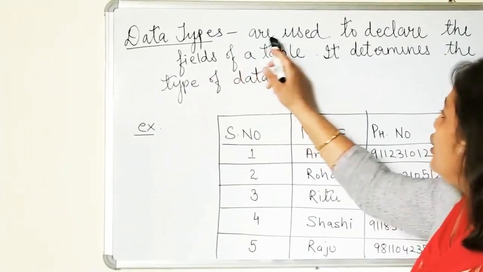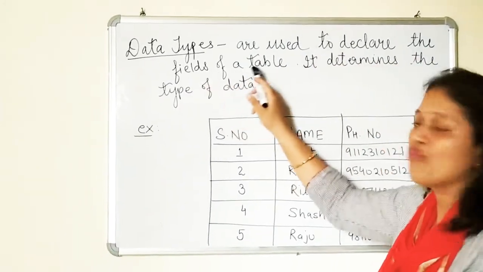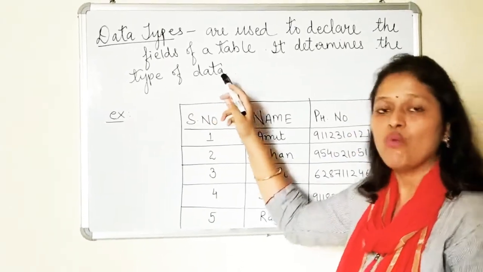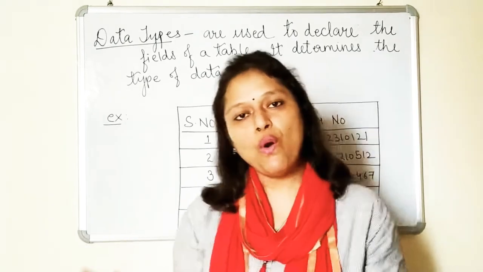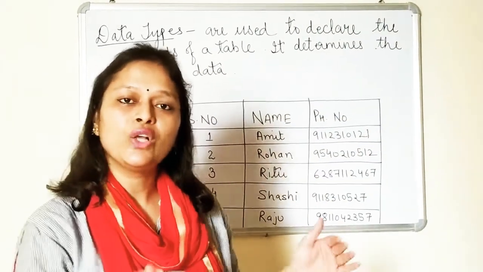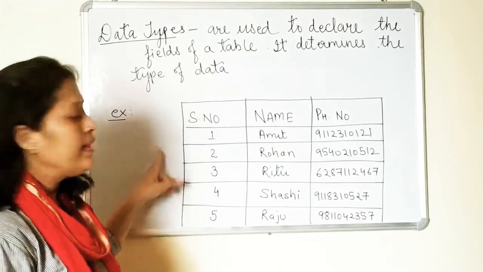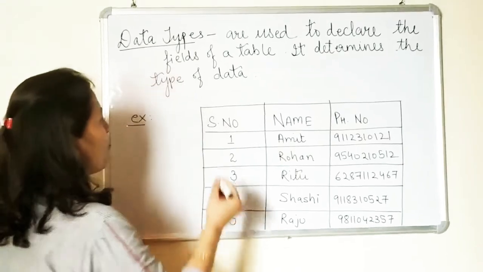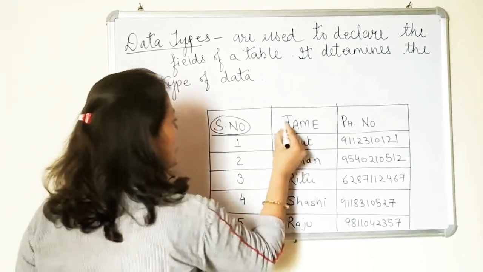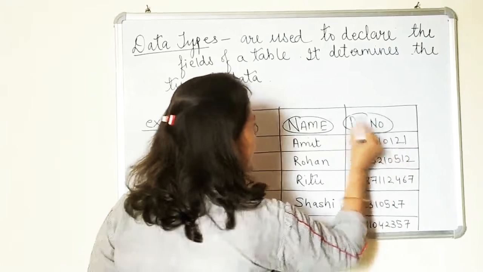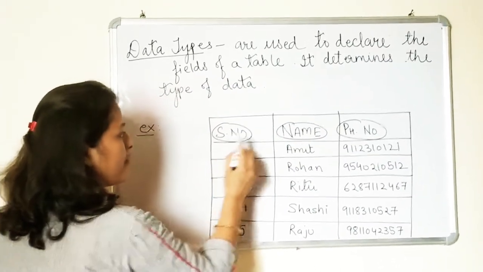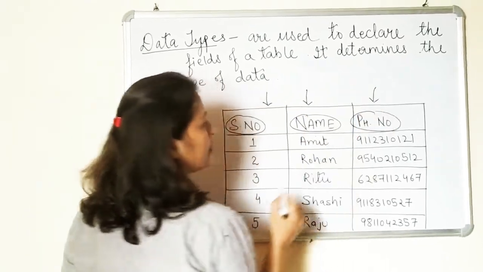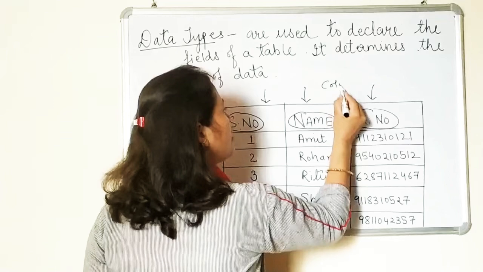Data types are used to declare the fields of a table. It determines the type of data. Now, what do you mean by data types? You all understood what do you mean by fields? They are columns. Like in this table, there are three fields: serial number, name, phone number. These are field names. These are columns.